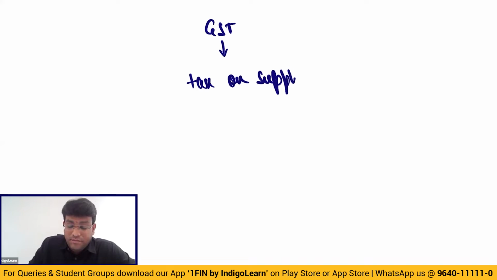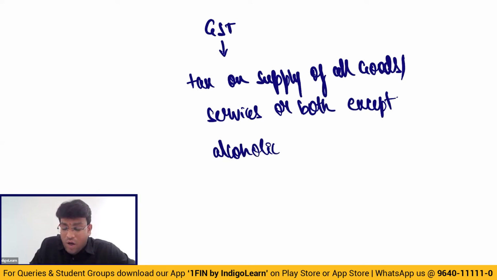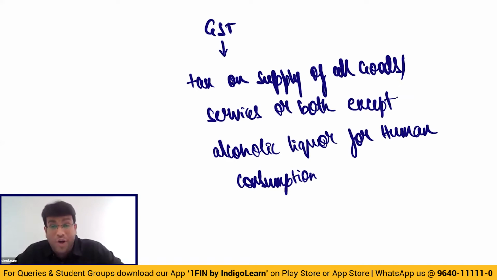That's it. Come on. And the definition of GST, what they gave in the law very clearly, is that GST is a tax on supply of all goods or services or both, except alcoholic liquor for human consumption. I repeat again, my dear friends, what is the language I wrote? GST is a tax on supply of all goods or services or both, except what, my dear friends? Except alcoholic liquor for human consumption. So guys, GST is a tax on what? GST is a tax on supply of all goods or services or both, except alcoholic liquor for human consumption.